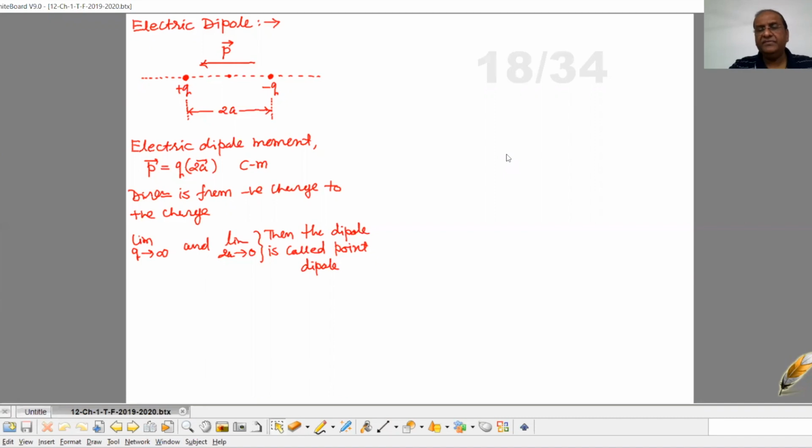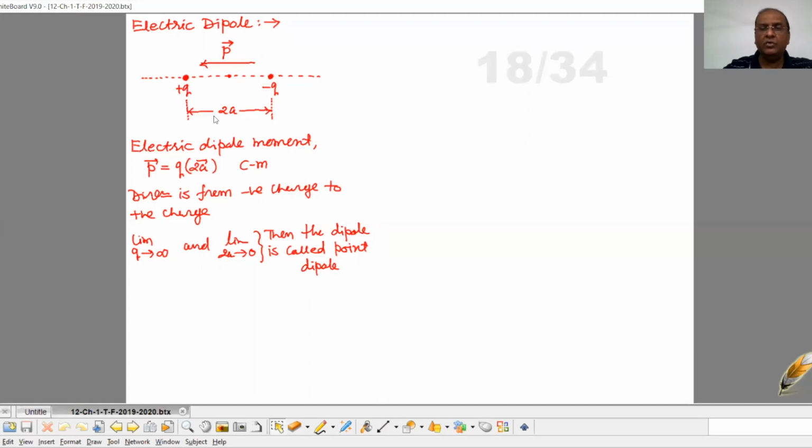Electric dipole is a system of two equal but opposite charges separated by some finite distance. Now see here, as shown in this figure, suppose we have a system of two charges equal in magnitude but opposite in polarity. So one charge is plus Q, another one is minus Q. And these two are separated by some finite distance 2A. Then this particular system is called electric dipole.